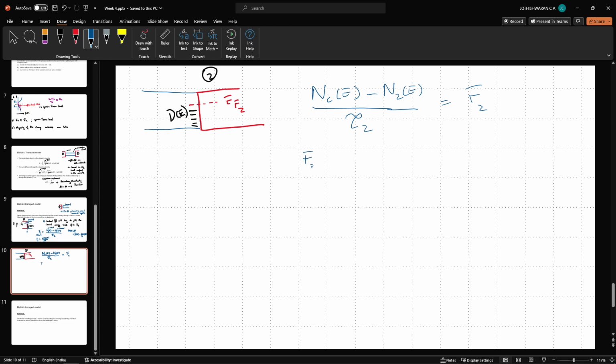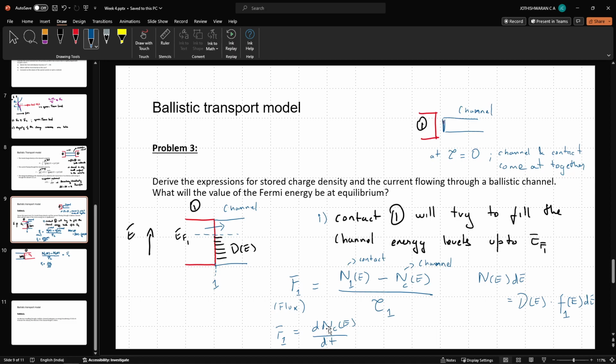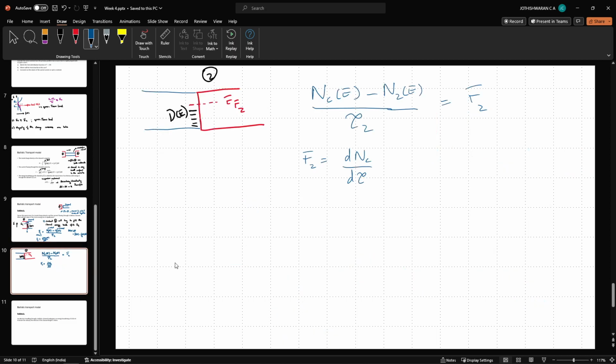And I know F2 is essentially dNc by dt from this side. So this is the rate of increase by our convention, and I shouldn't have written d tau, it should be dt. I'm sorry, because tau is a constant. Tau is essentially the time it takes to fill up. So this should be dt.